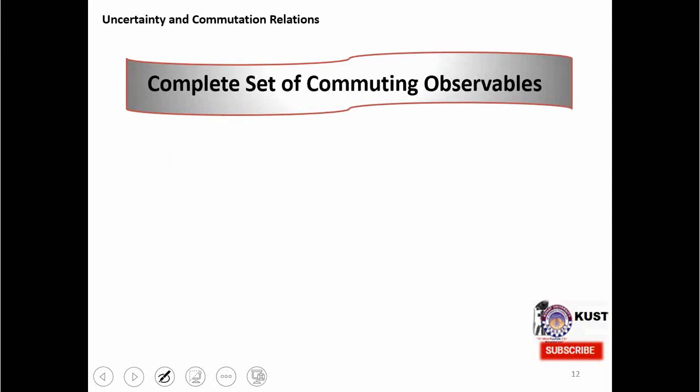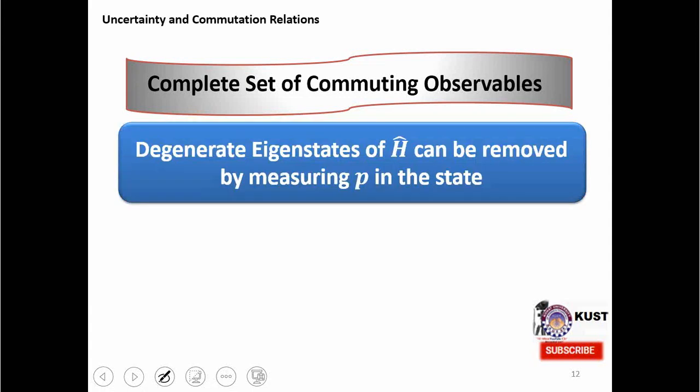Another related concept is a complete set of commuting observables, and I will show you that by a complete set of commuting observables you can actually remove the degeneracy from one of the observables. Let's say H is an energy operator, and it has degenerate eigenstates, as we have seen in the previous lectures. When H has degenerate eigenstates, it means that it has many eigenstates which give you the same eigenvalue, and this can be removed with the help of measuring P. Since P and H commute, we can use P to remove the degeneracy from H.